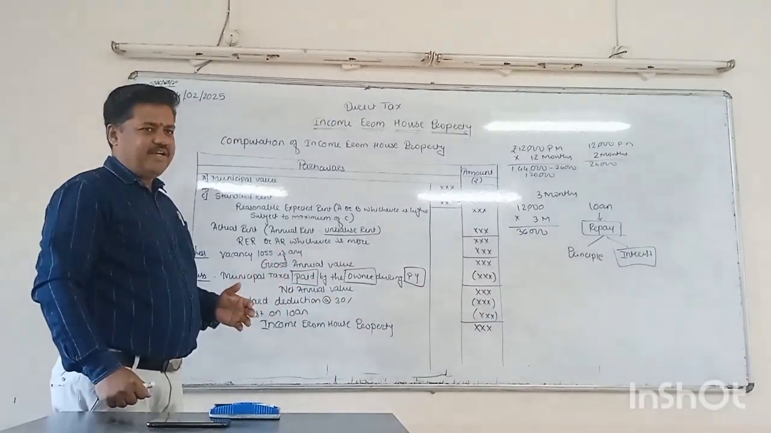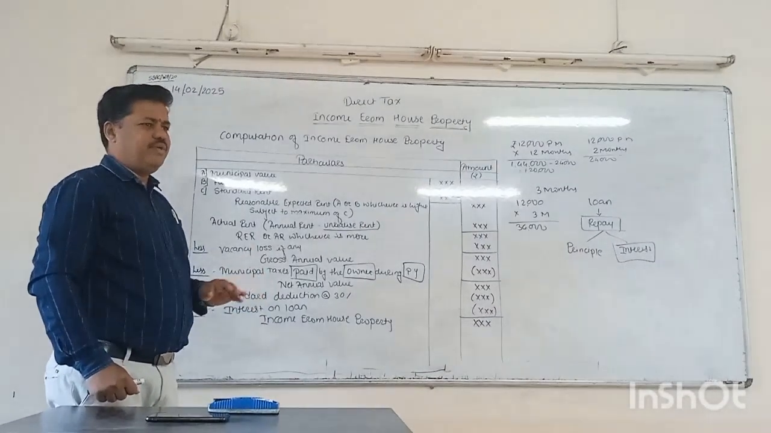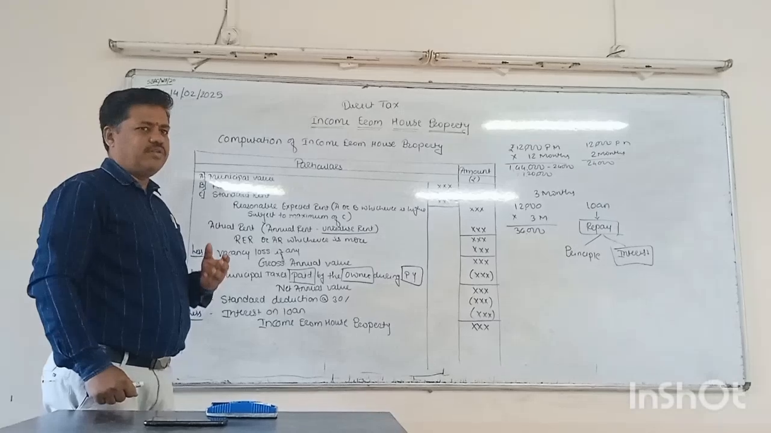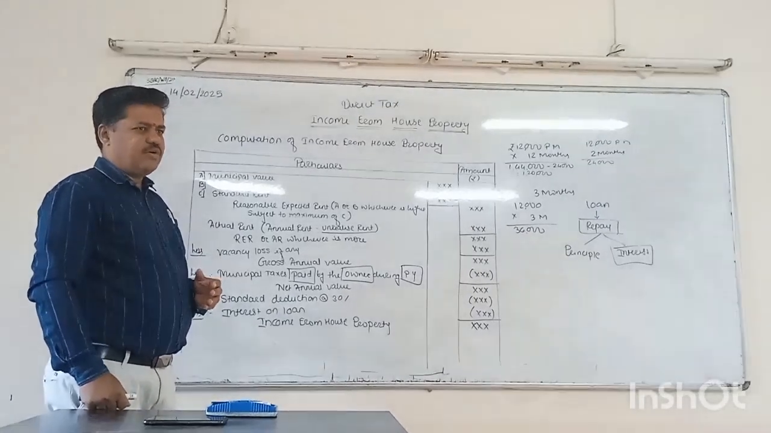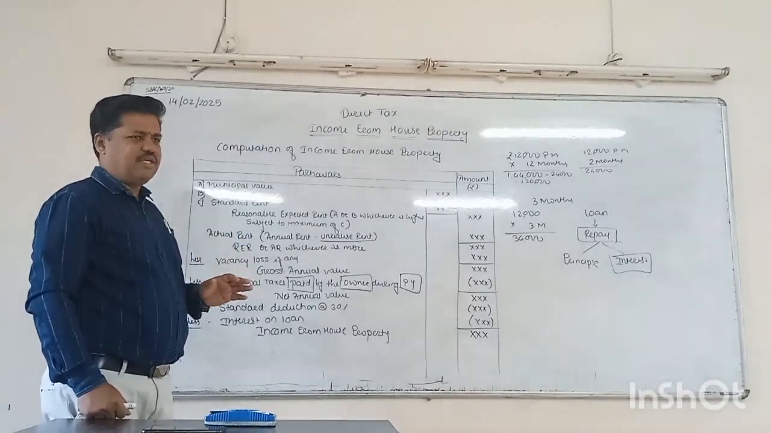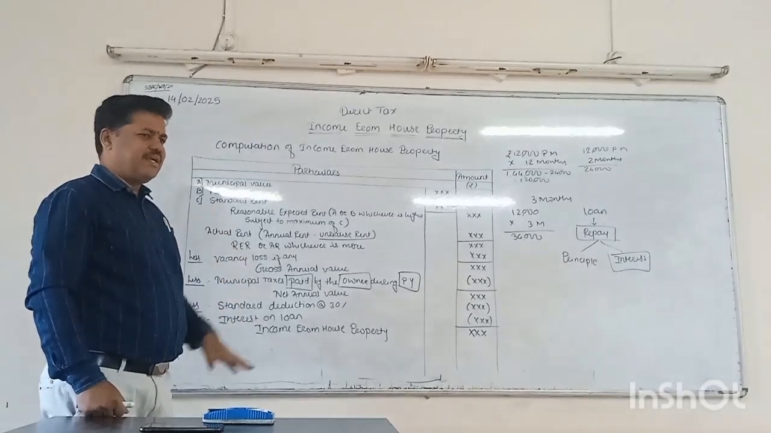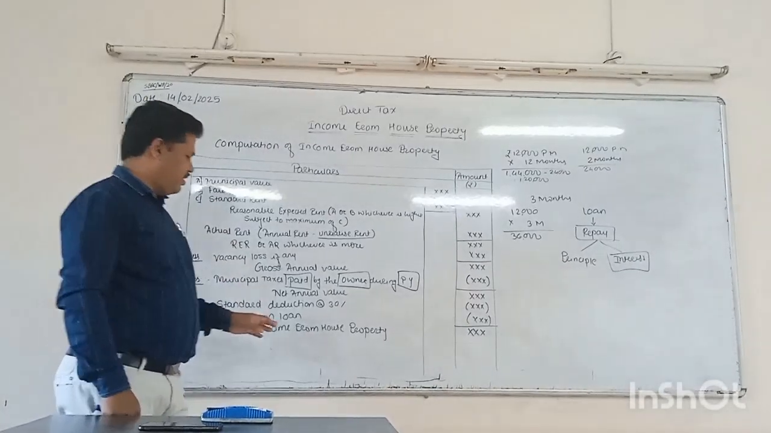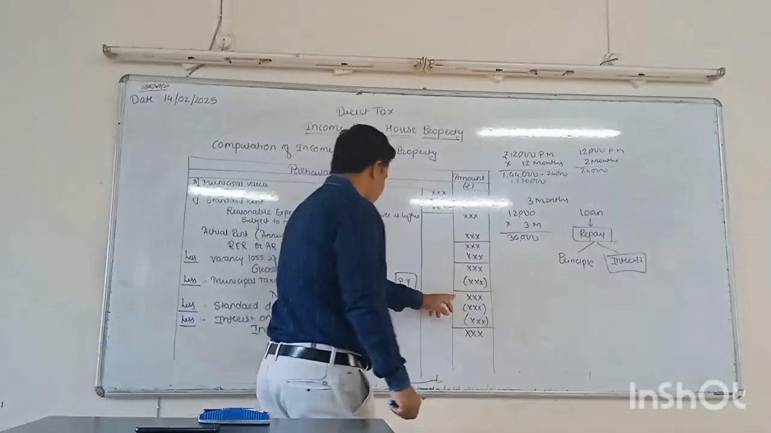Why do we take standard deduction? I already explained. Many times it is possible that we have to spend some amount on the repairs and maintenance of the property, and it is not possible every time to maintain books of account. Not each and every person maintains books of account. That's why the government gives a direct standard deduction. Directly you can take 30% as a standard deduction on your net annual value.